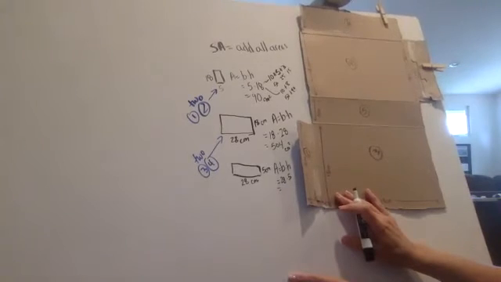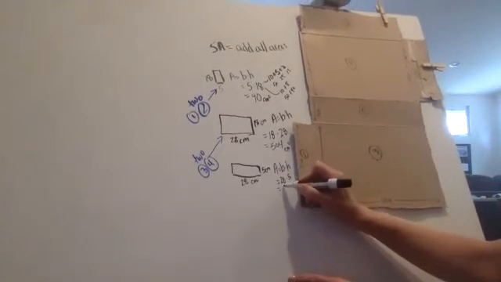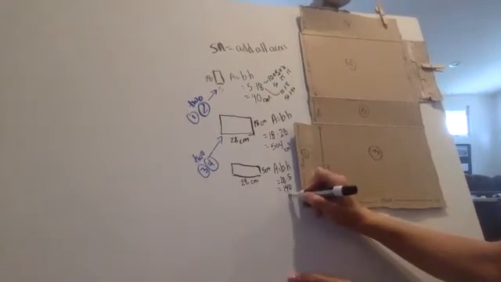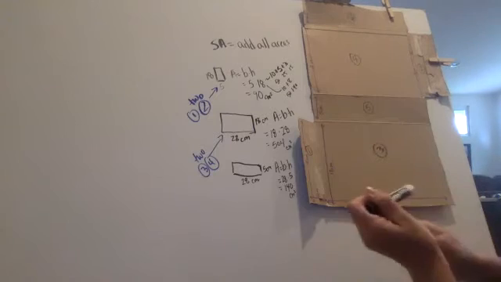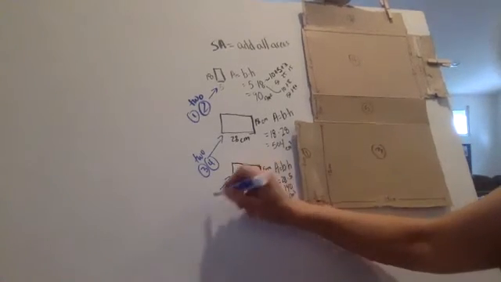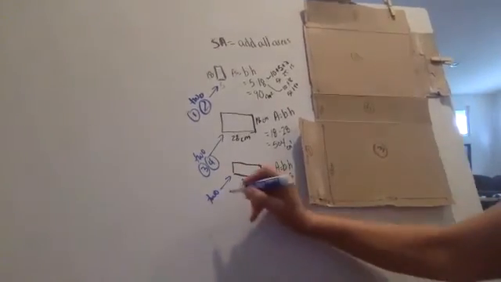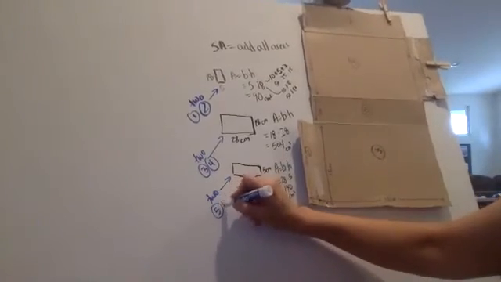So 280, half of that would be 140. Does that seem right? 20 times 5 is 100. 8 times 5 is 40. 140. Once again, we have 2 of those, and they are rectangles 5 and 6.